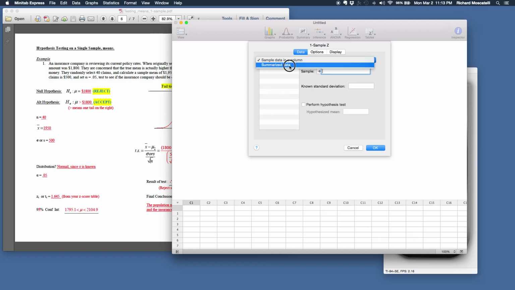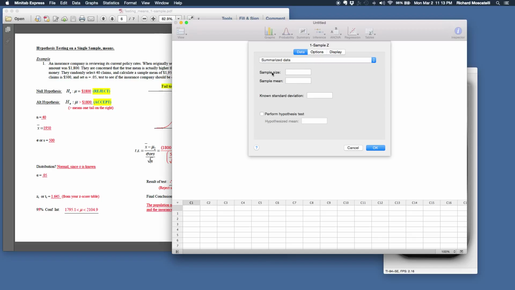So summarized data, you check that, and notice the inputs all change. Your sample size, that's N, is 40 pieces of data in this insurance example. The sample mean, that's here, 1950. I'm assuming you've read this question already. I talked about this question in a pencast earlier, so if you want to watch that pencast first, it'll probably help you understand this a little better if you haven't seen it yet. The known standard deviation, that's the population standard deviation, is 500.